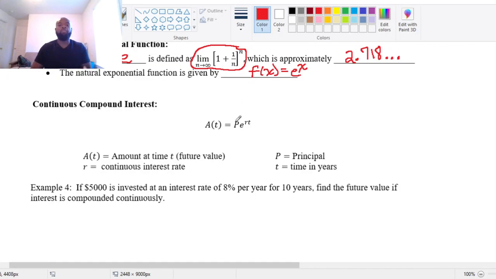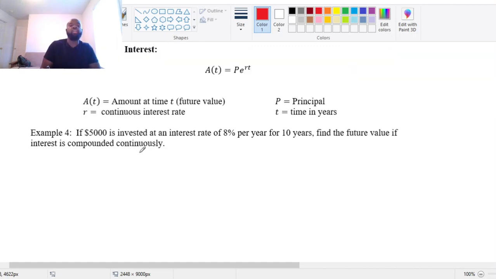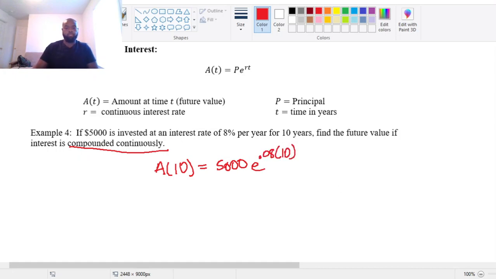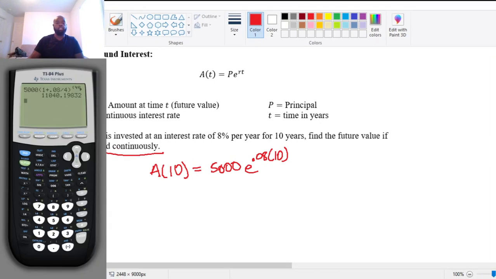We still have our principal, but our base is no longer the 1 plus r over n to the nt. It's e, and our exponent on that e, which is our exponential function, is r times t. And so we can determine if we put that 5,000 at 8% for 10 years, if the interest is compounded continuously by using this formula. So we're going to do A of 10 equals 5,000 times e to the 0.08 times 10. And I'll show you how we can put that in our calculator. So I'm going to do 5,000.